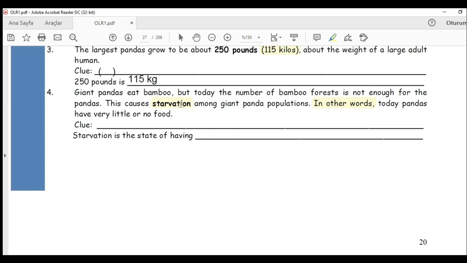Starvation is a noun. Our clue is in other words. And the explanation is have very little or no food. But this is a noun, so we have to write having very little or no food. The clue is, in other words, starvation is the state of having very little or no food.